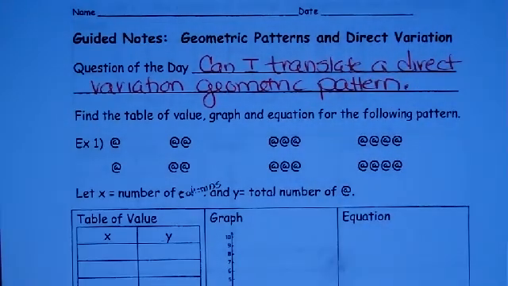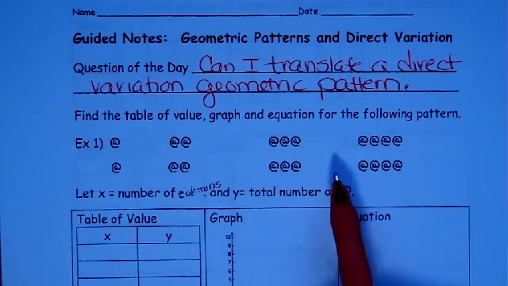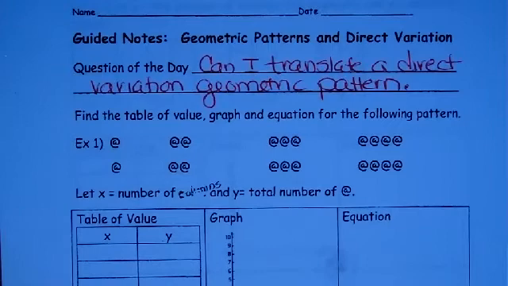So what's going to happen is they're going to give you a pattern of pictures or shapes or just different items, and they're going to tell you what they want your input and output to be, and you're going to have to, one, create a table of values, two, create a graph, and then create the equation to go with it.